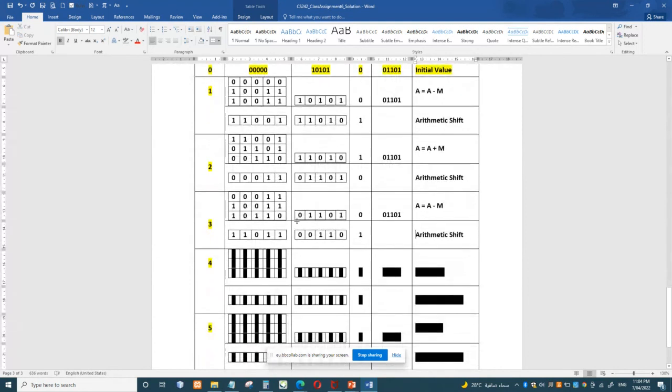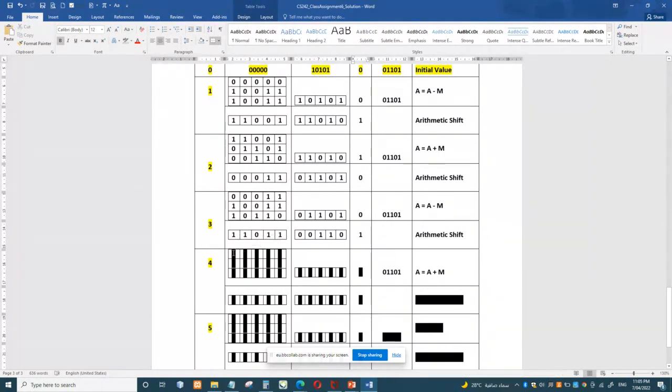Same way, we have to do step number 4, and in order to do step number 4, we have to again check 0 and 1. This is the least significant bit of Q, and this is Q minus 1, which is 0 and 1. When it is 0 and 1, we have to perform A equal to A plus M. So we need to do A equal to A plus M.